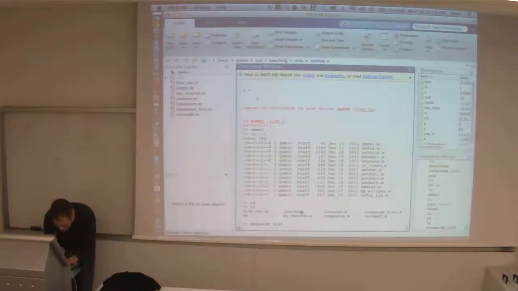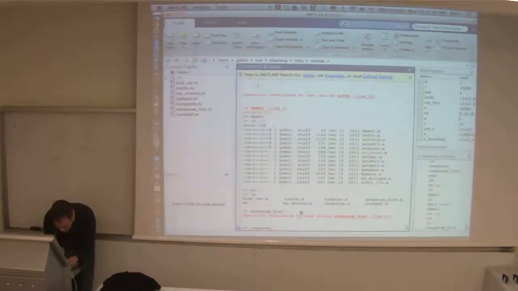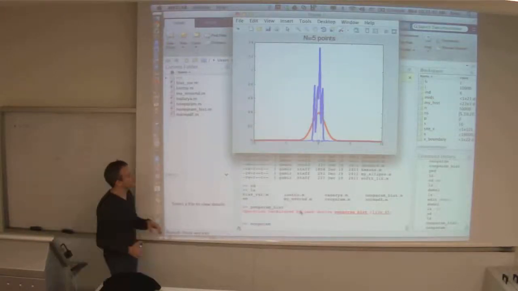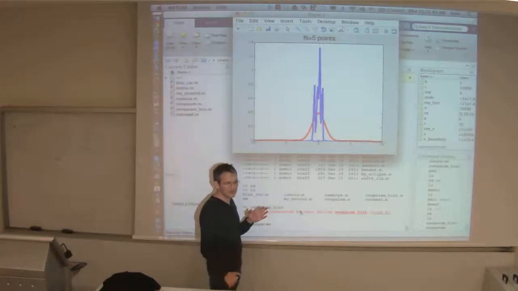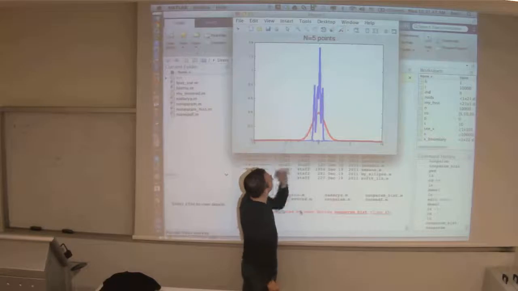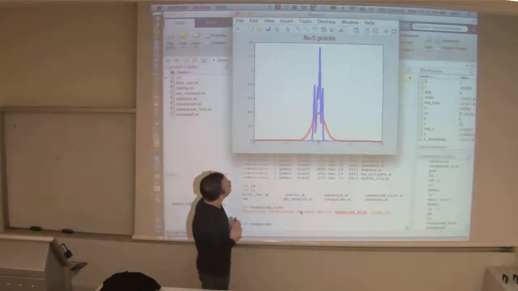distributions using bins. And there's another approach. It's called the kernel approach. So have a look at this and tell me what the method is. It's the same data again, 5 points, and this is my estimate now. So what does it look like I did?